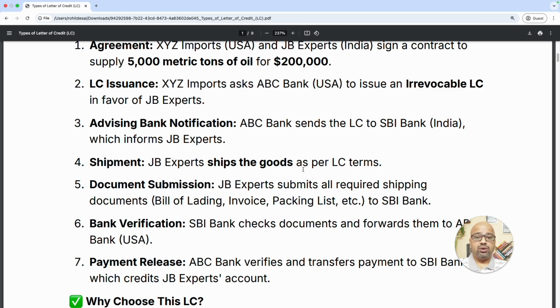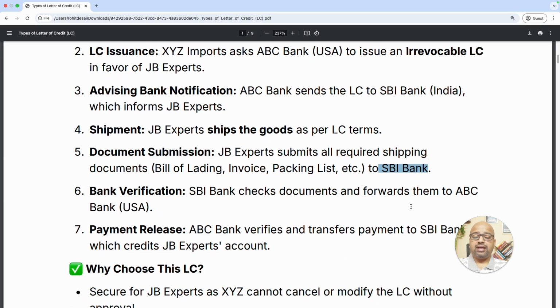So what I'll do is collect my set of documents as per the LC terms and submit it to my SBI bank as soon as I get all the documents ready. That has to be a very short time, because if you delay the document submission to the bank, you'll have a challenge with your payments coming in, because you delay it here, they further delay the payments. So that's something you need to avoid.